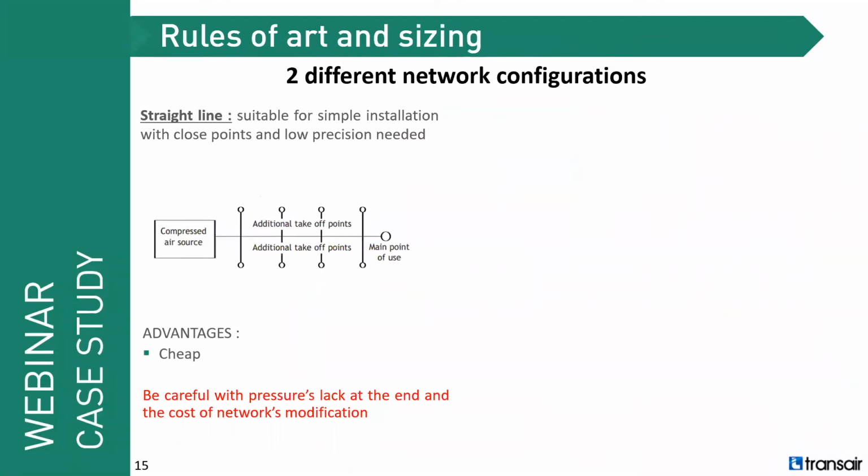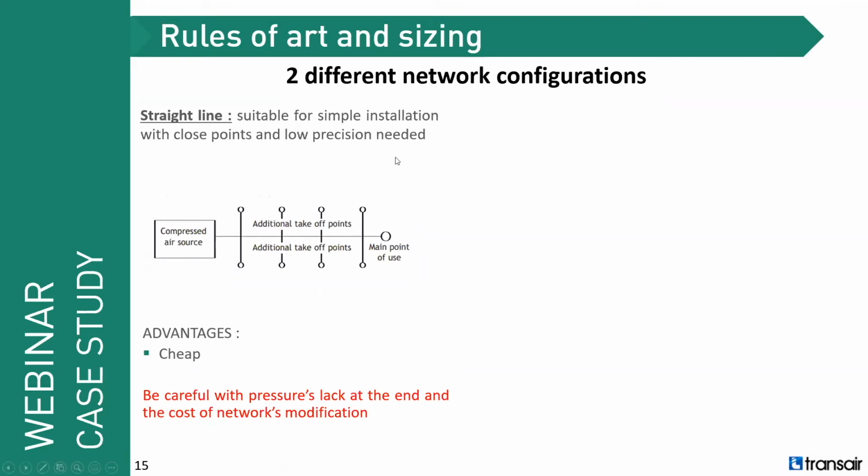First, there are 2 different network configurations regarding compressed air. The first configuration is what we call the straight line. It's suitable for really simple installations with close points and low precision. It's simply a line and we connect the different points of use on that line. The main advantage is that it's cheap, but be careful because in that configuration, you can have pressure drops at the end of your line. And if you want to do any modification or upgrade on your network, it can be really costly.